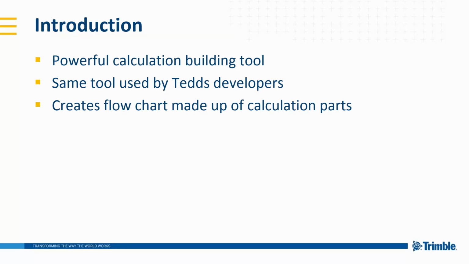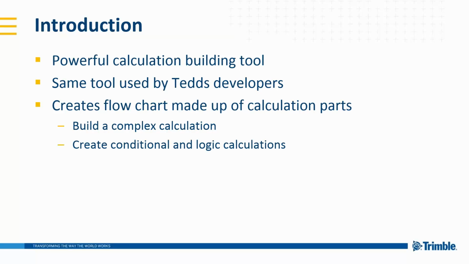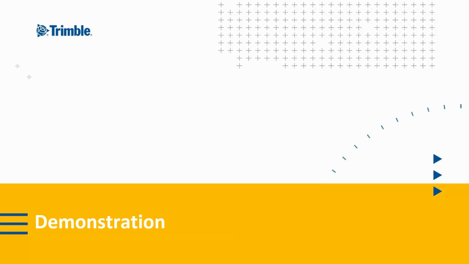It creates a flowchart made up of calculation parts, and this allows you to build a complex calculation, create conditional and logic calculations. That is, the calc can change depending on selections or outcomes of equations. You can create iterative calculations, and you can generate batch designs, that is, design multiple beams in one go. So let's take a look at how this works.